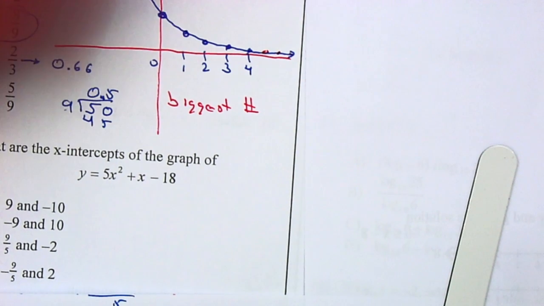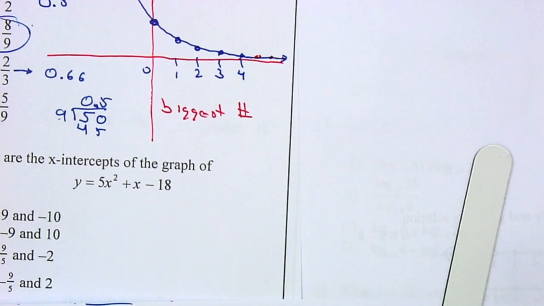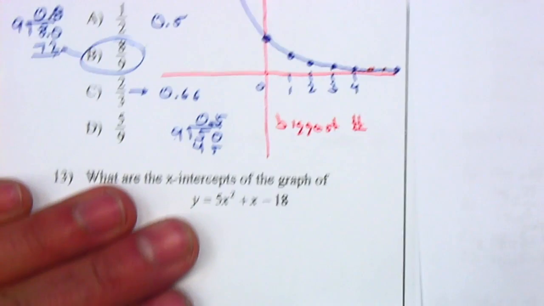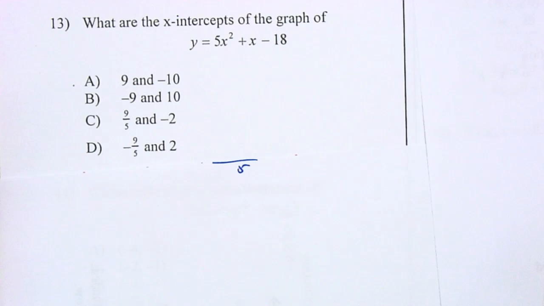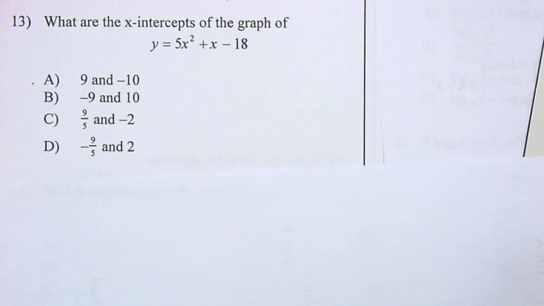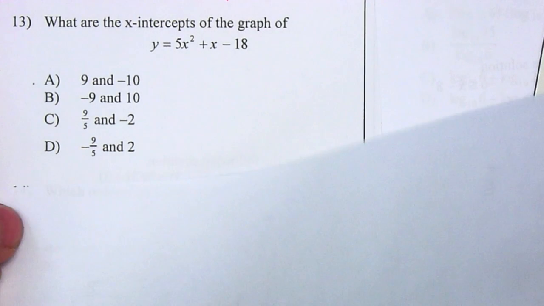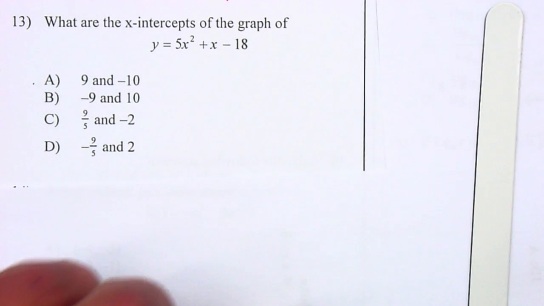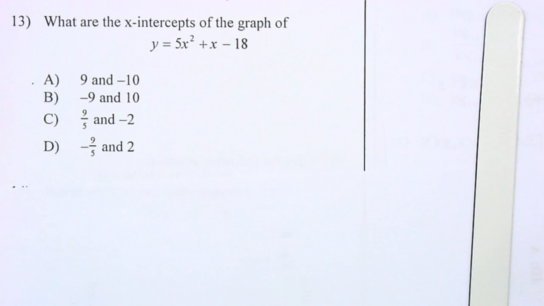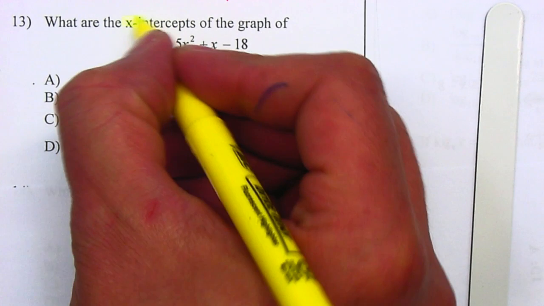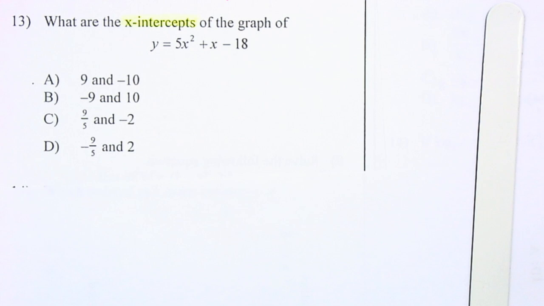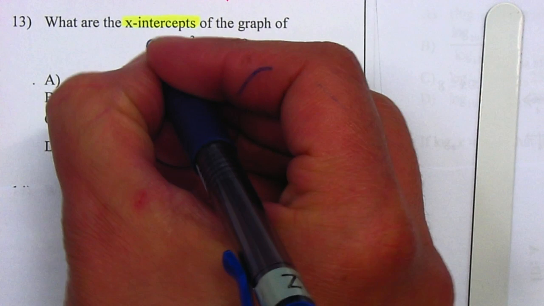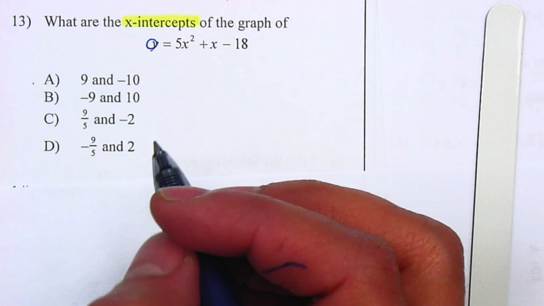Let's go through problem number 13. On problem number 13, they ask you, what are the x-intercepts? So you need to ask yourself, how do I find the x-intercept? To find the x-intercept, you're going to let y equal 0. And now we need to solve for x.